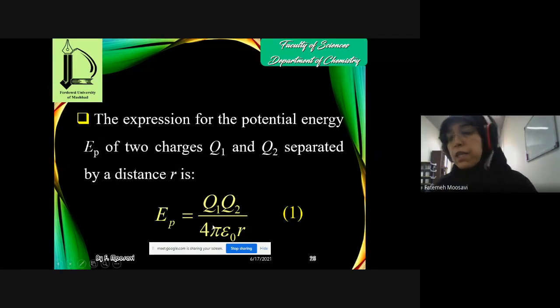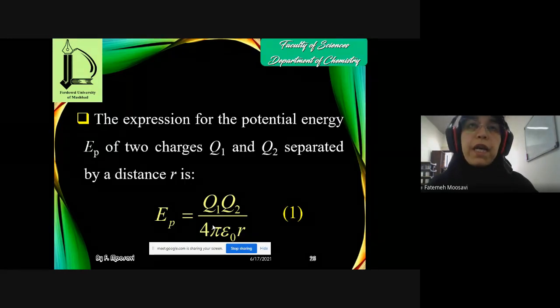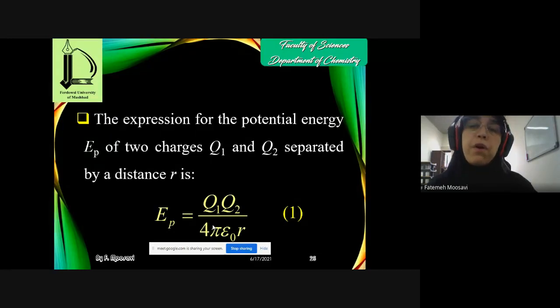In this relation, epsilon zero is a fundamental constant called vacuum permittivity. According to this relationship, we can express other types of intermolecular forces.